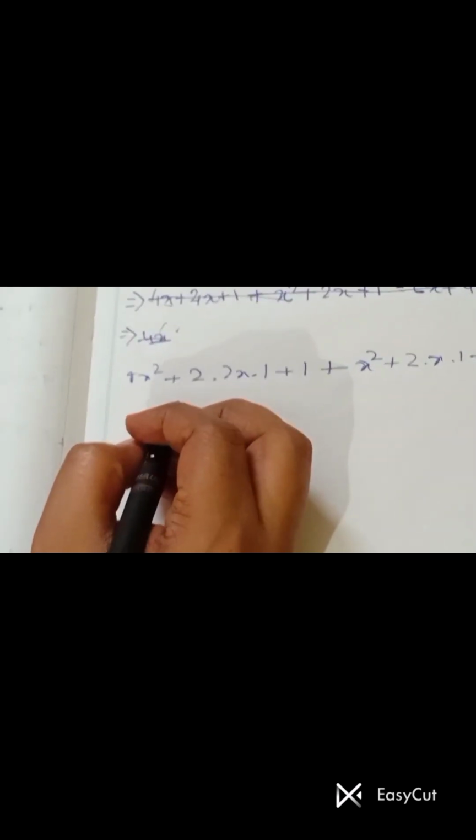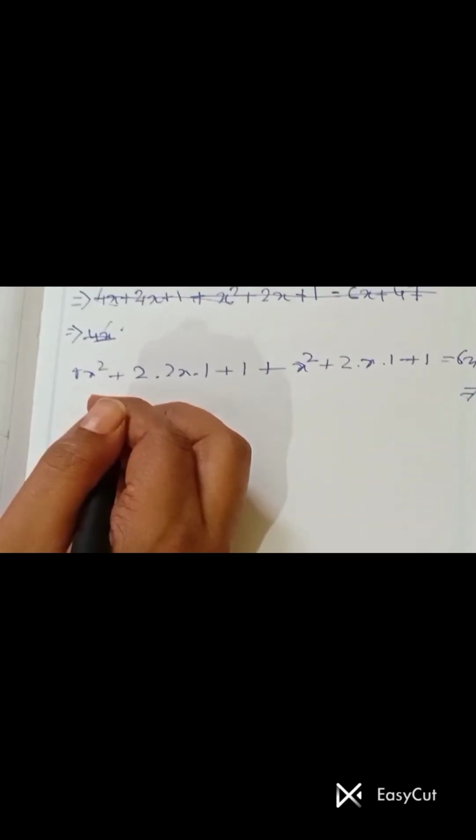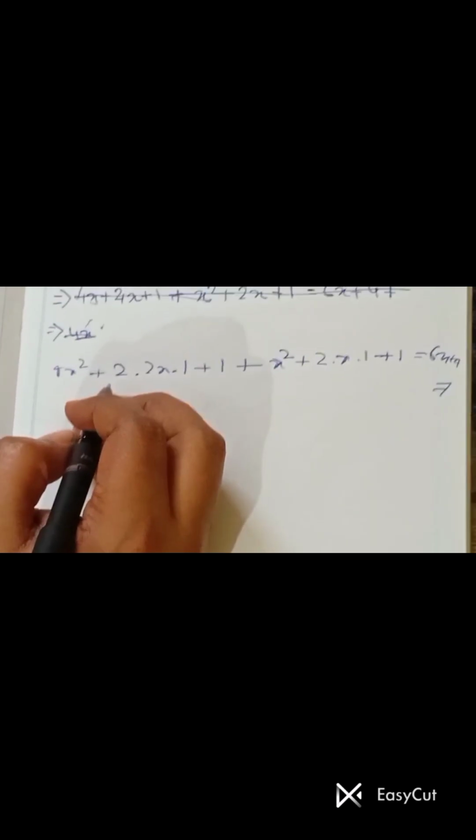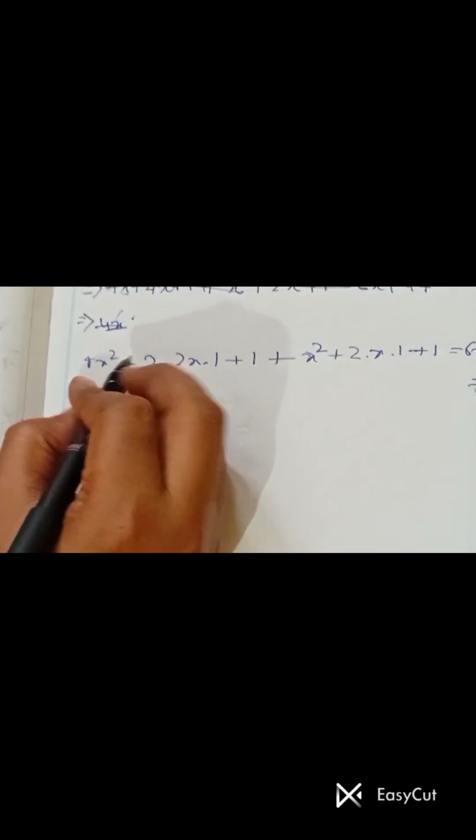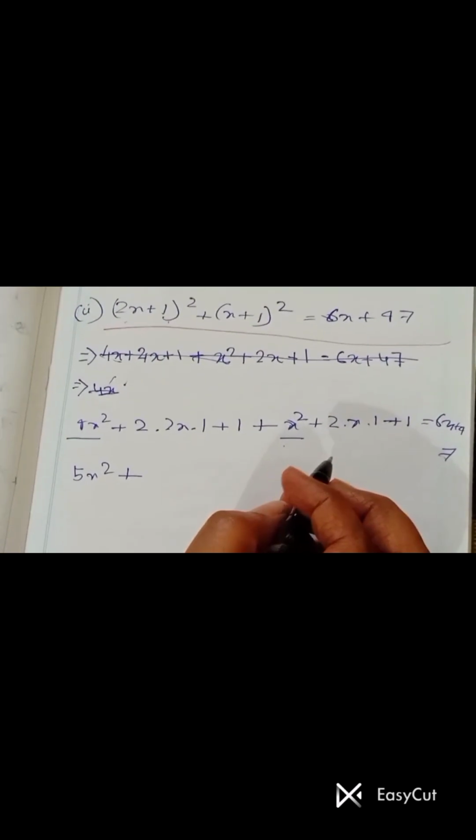Okay, so what do we get? Now we need to add all the terms which have x square, where the power of x is 2. So which are the terms which have x square? Underline those specific terms. First is 4x square, then x square. So what do we get? 4x square plus x square equals 5x square, plus, now we are at the terms which have x only, x to the power 1.